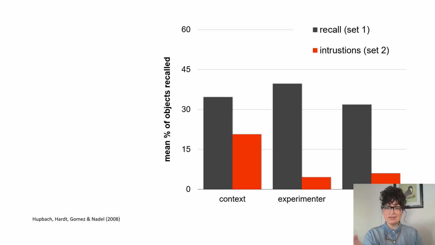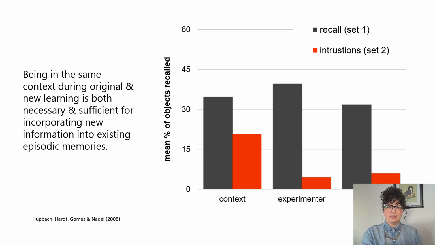But looking at context, if you reinstate the context, now participants are going to show a tremendous amount of disruption. So being in the same context during the original and new learning is both necessary and sufficient for incorporating new information into existing episodic memories. That is, when you reactivate the memory by putting somebody in the same room, in the same context as the original experiment, that information gets reactivated and then it gets combined with the new information that you're being exposed to. So it actually rewrites your memory of the first day.